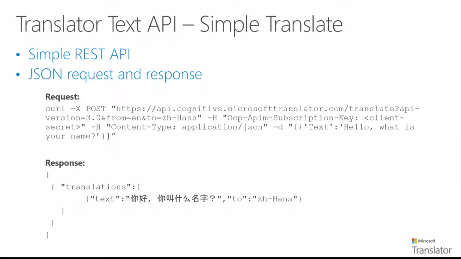You provide your key that you obtained when you subscribe to the service on the Azure portal, and in JSON, you provide the text that you want to translate. And you get a JSON formatted response back.